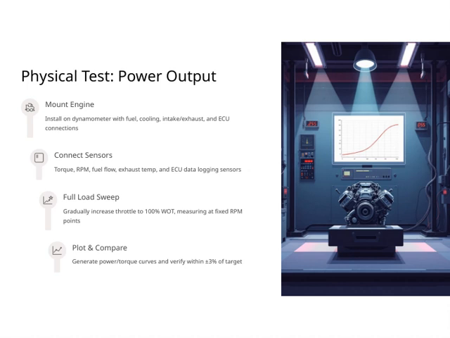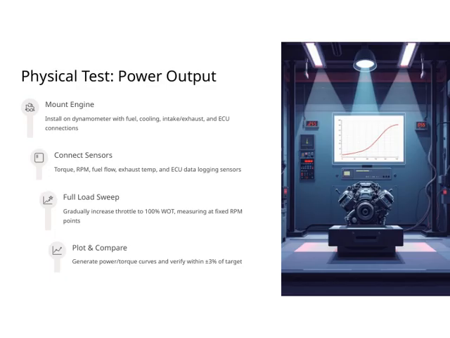Next, we connect all the necessary sensors. These include torque, RPM, fuel flow, exhaust temperature, and ECU data logging sensors. These instruments are crucial for capturing detailed performance data throughout the test. Once everything is in place, we perform a full load sweep. This involves gradually increasing the throttle to 100%, or wide-open throttle, while measuring at specific fixed RPM points. This process allows us to see how the engine performs across its entire power band.